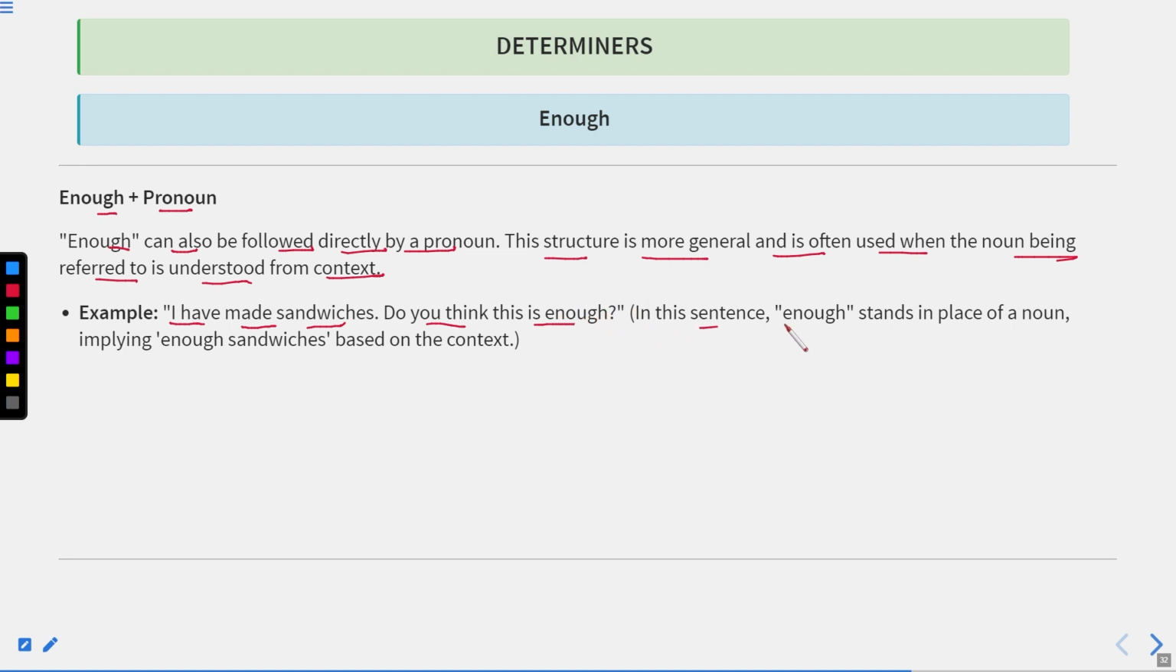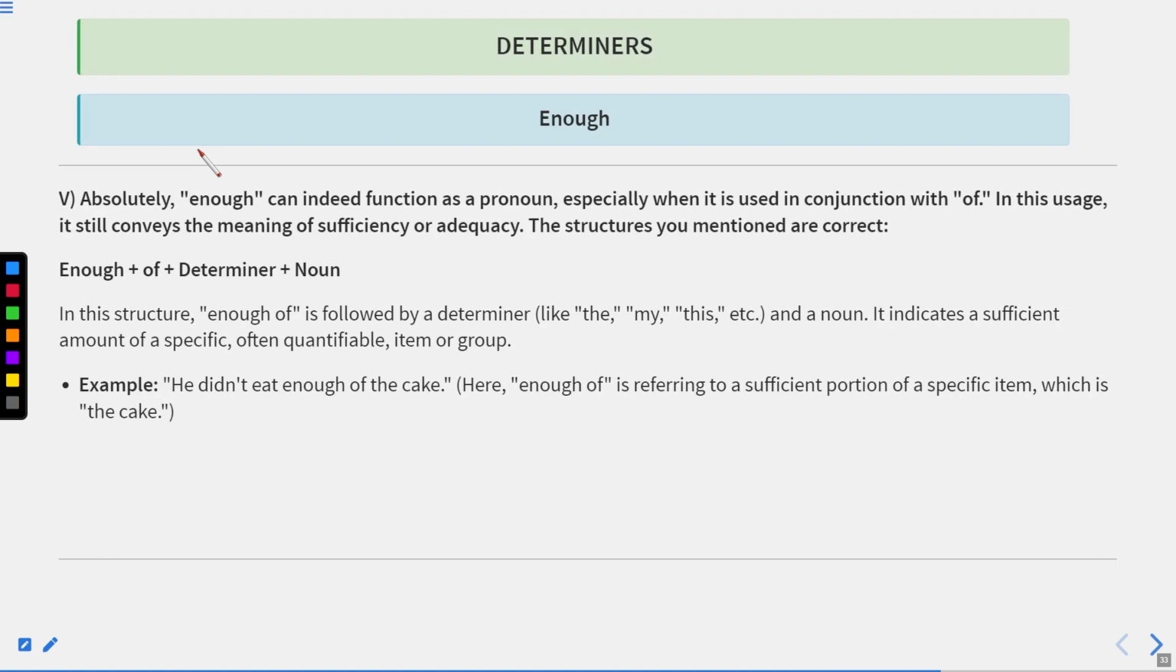Okay, in this sentence, enough stands in place of a noun, implying enough sandwiches based on the context. It means it is not enough plus pronoun. It is actually in the place of a noun. Okay, so it can be used as a pronoun. Okay, you can say enough as a pronoun. Okay, now let us move to the next one.